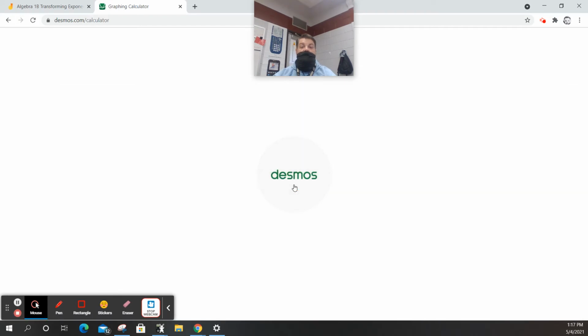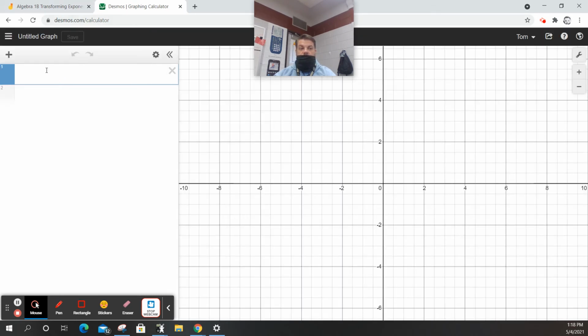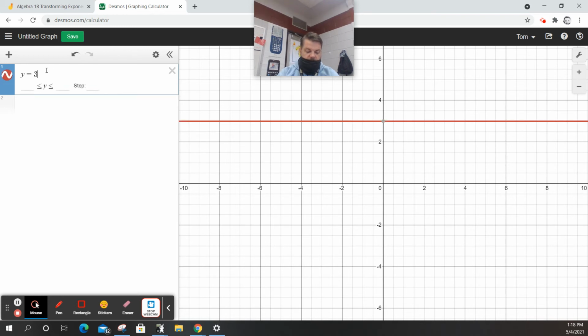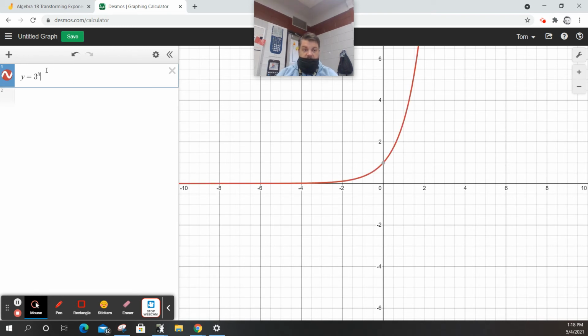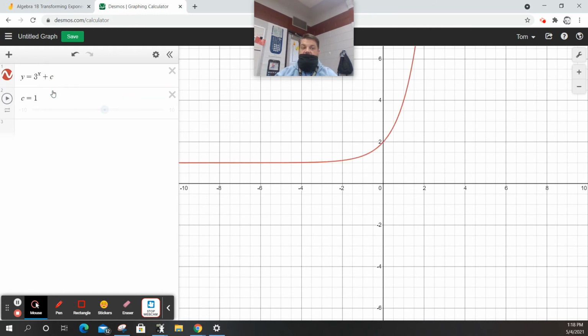I guess you could do it. If you want to open up a tab and go to Desmos, go ahead and do that. Type in desmos.com. And then I'm going to type in y equals 3 caret symbol x. Now I'm going to do one thing that's a little different. I'm going to say plus the letter C. Then it's going to ask me if I want to add the slider C. I'm going to say yeah.